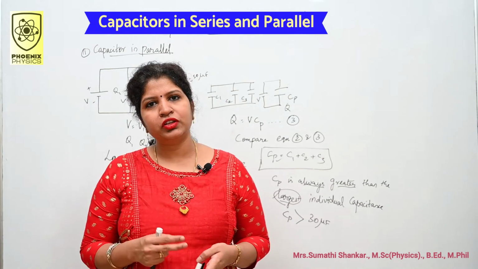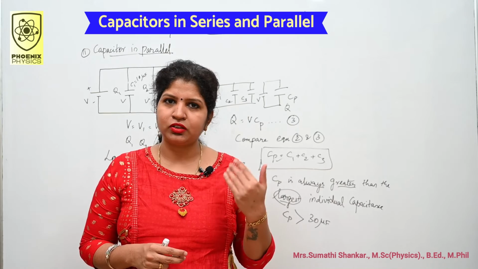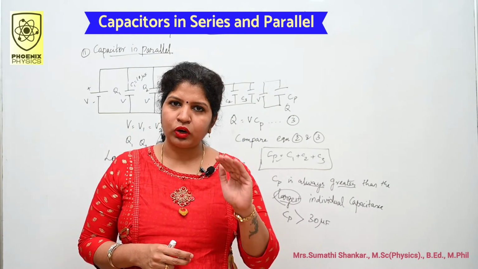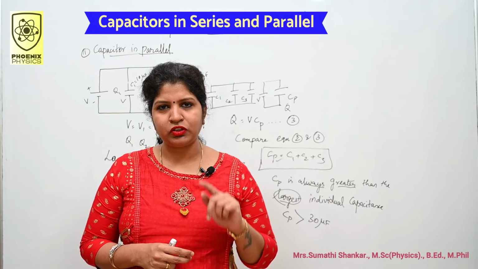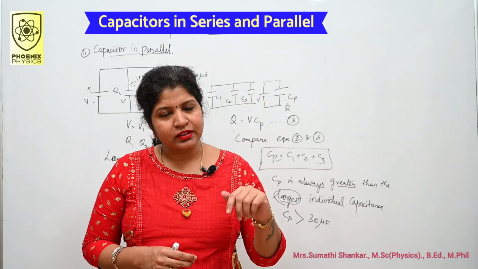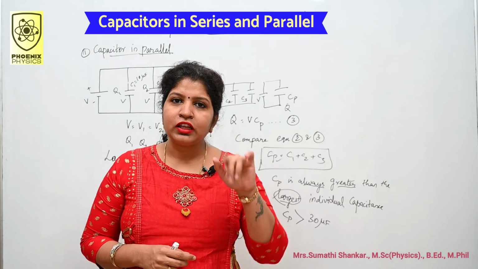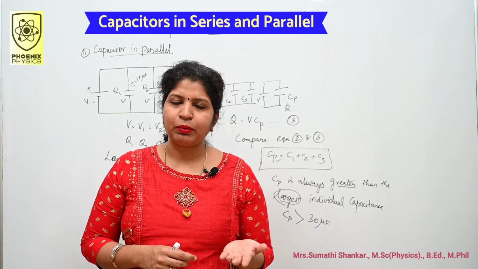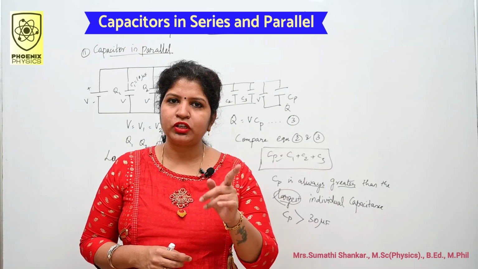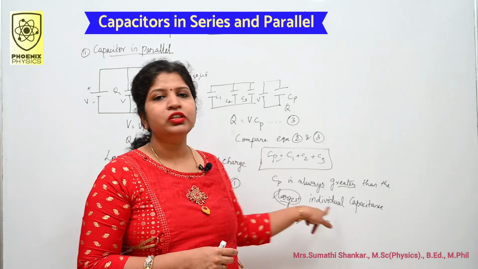In this class, we discussed capacitors in series and capacitors in parallel connection. If it is series, then 1 by Cs is equal to 1 by C1 plus 1 by C2 plus 1 by C3, and Cs is always less than the smallest individual capacitance. If it is parallel connection, then Cp is equal to C1 plus C2 plus C3. Here Cp is always greater than the largest individual capacitance.